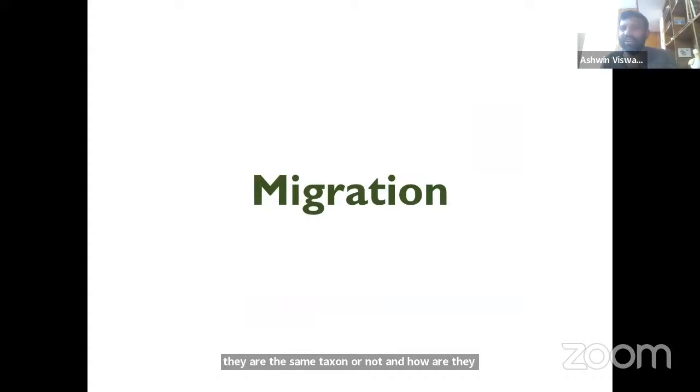Okay, now quickly I'll go through some things about migration. So can you just note down this question, Nafisa? I'll come back to it at the end. It's a long question.